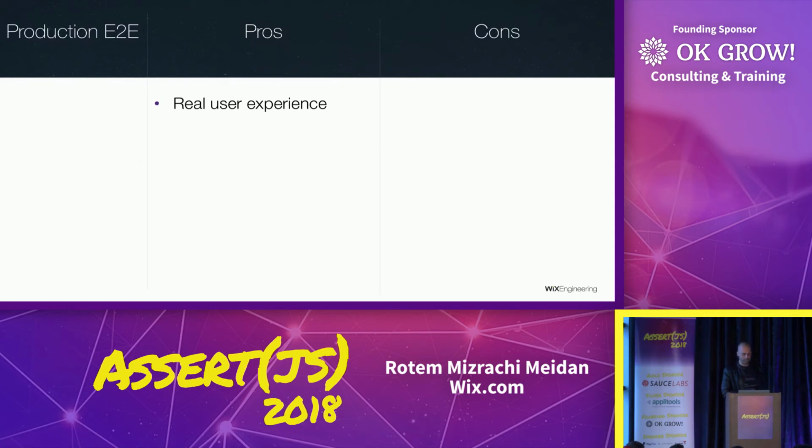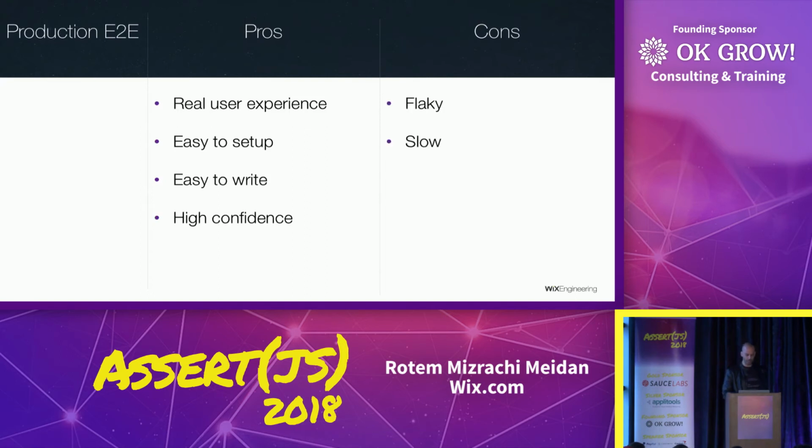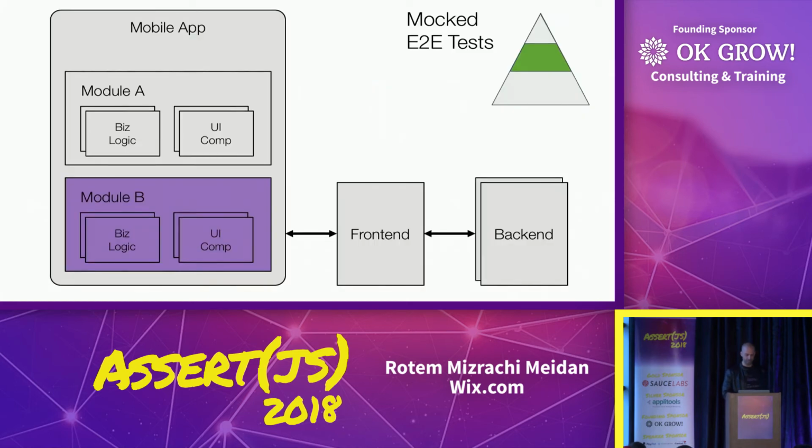So production E2E: the pros are that these tests are run as close as possible to a real user experience, logging in with real users against production endpoints. They're very, very, very easy to set up. You actually don't need to do anything. And they're very easy to write. Just find an element, interact, and expect something to happen. These tests can provide very high confidence if they're not flaky and slow. The main benefit is they can help QA engineers replace manual testing methods. But again, it will never be rock solid, and therefore they're very hard to maintain.